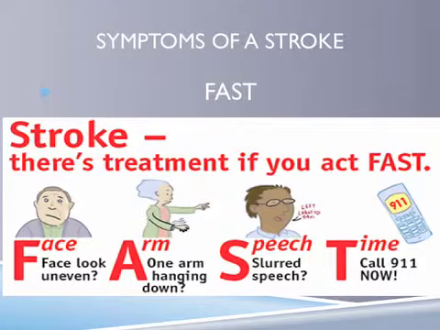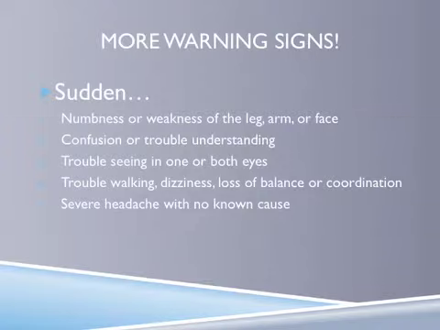Other symptoms for the stroke could be sudden numbness or weakness of the leg, arm, or face, sudden confusion or trouble understanding what is going on around you, sudden trouble seeing in one or both eyes, and sudden trouble walking, dizziness, loss of balance, or coordination. And the last one would also be sudden severe headache with no known cause. If any of these come about, the best thing to do is to call 911.